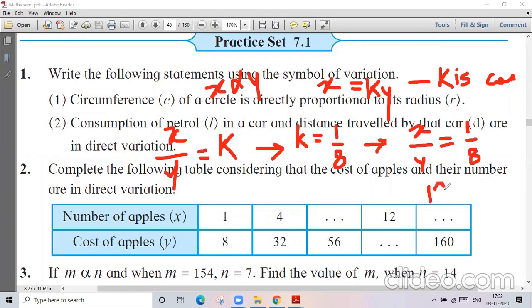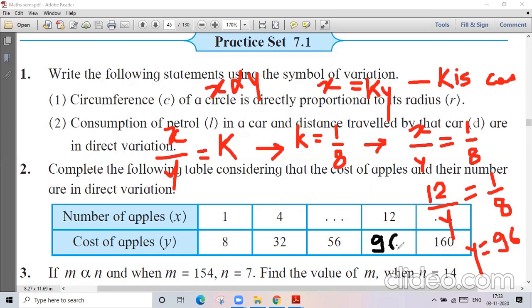X is 12, right? X is 12 upon y is equal to 1 upon 8. Now cross multiplication करा, you will get the value of y. Y is equal to what? Cross multiplication करा, y is equal to 12 into 8 is 96. मराठी 96. Your answer is here. काय answer तुमचा इथे? Here your answer will be 96.